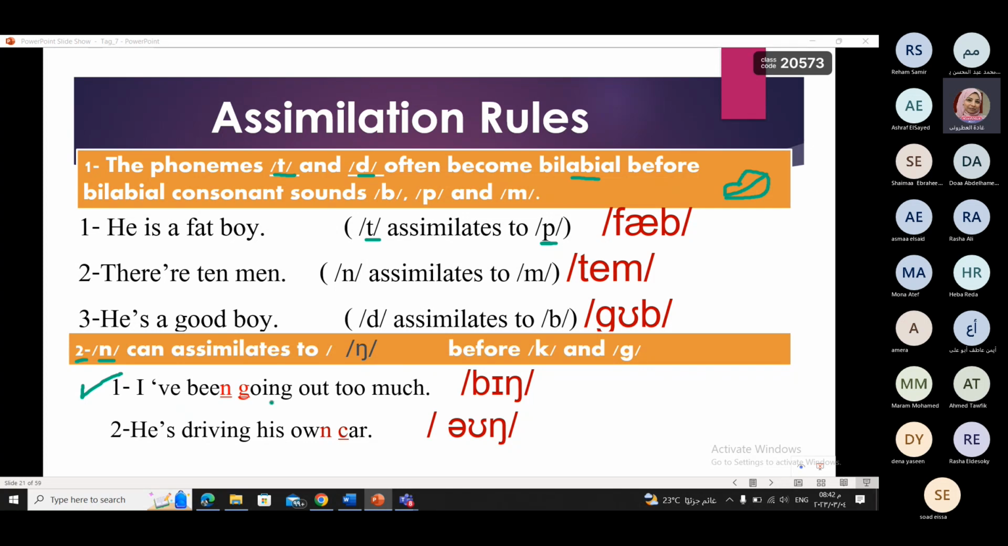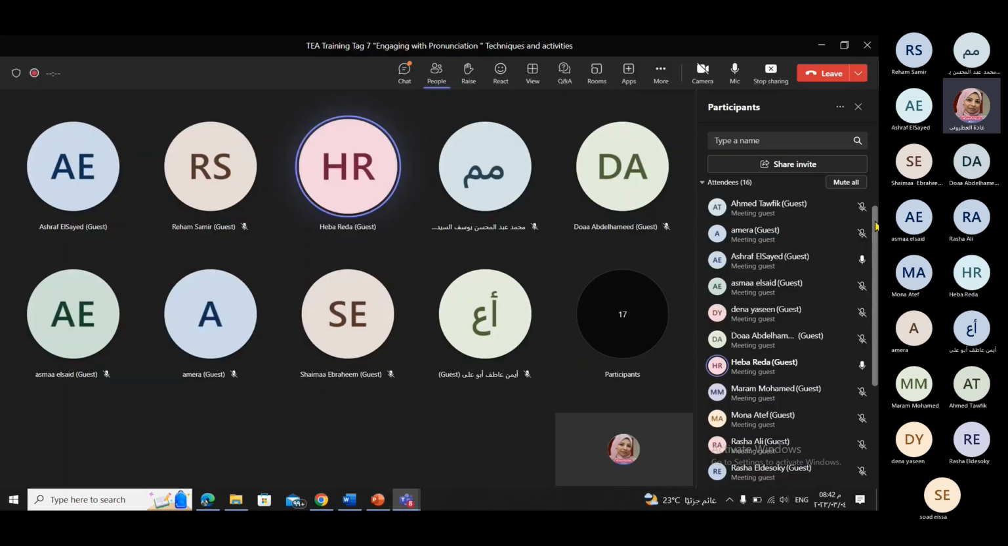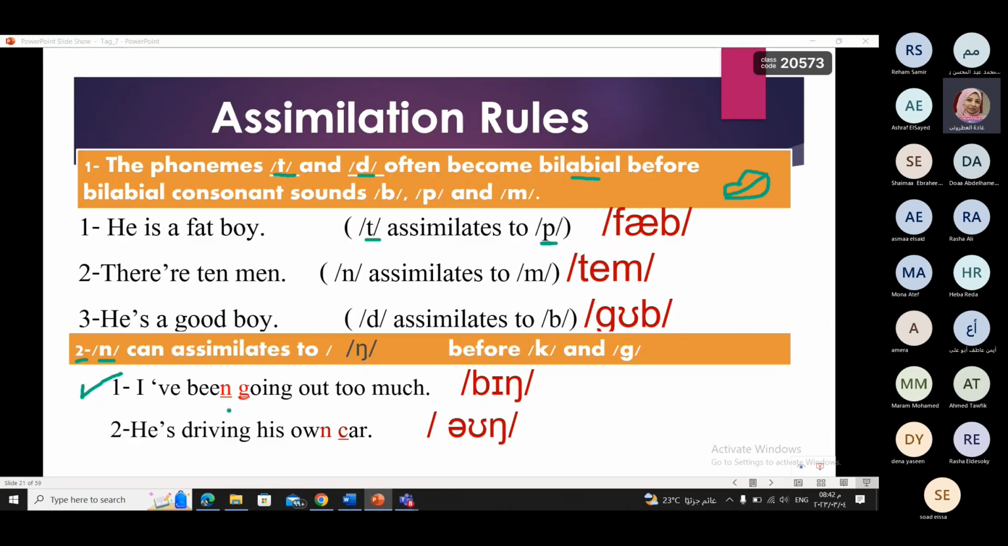So who can read this? Please raise your hand if you want to practice, if you want to share. Miss Heba, please go ahead. "I have been going out too much." So what happens to the N? It becomes "I've been going." Try to connect the two sounds together. I've been going out too much. Excellent Heba, perfect.